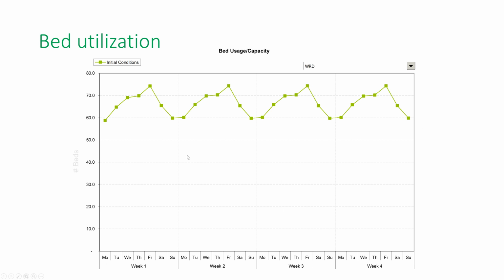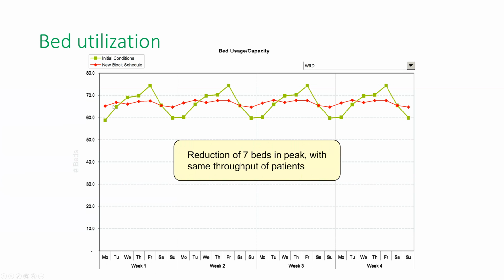But what the model can do, once we run it, is provide the red line. What it does is minimize the peaks happening in these mountains over here. It pushes on top of them so that the schedule will be smoother. That means we could save about 7 beds.